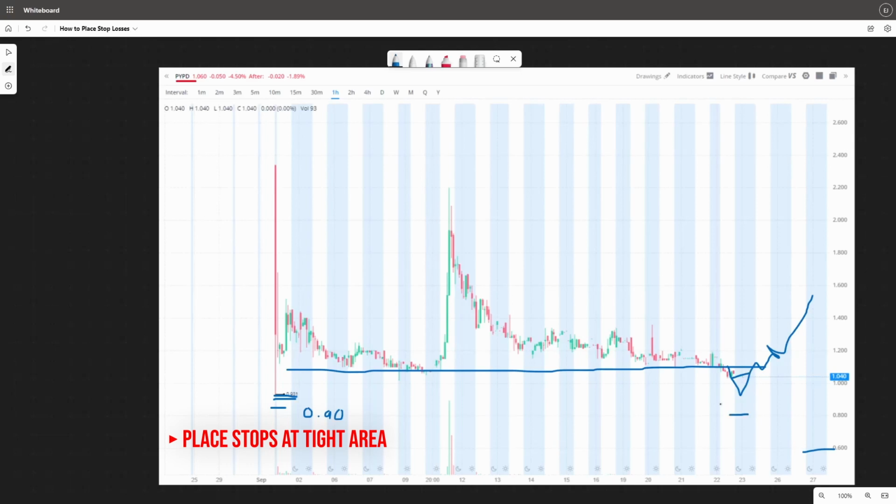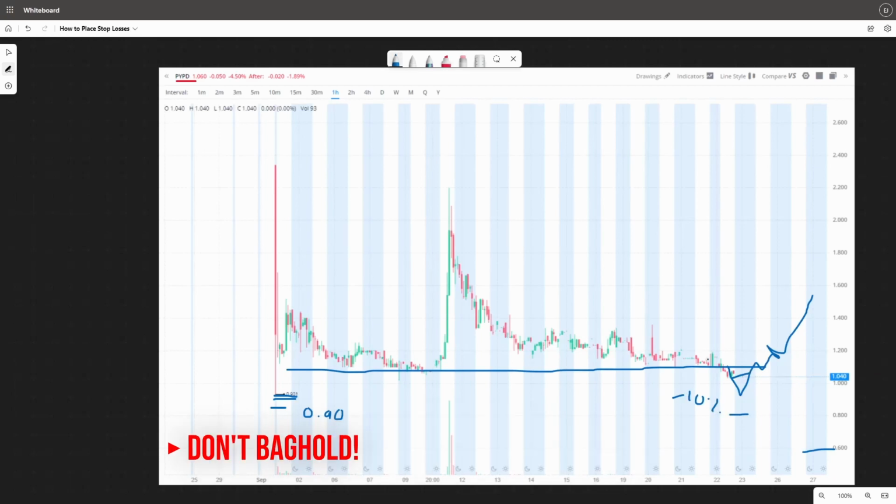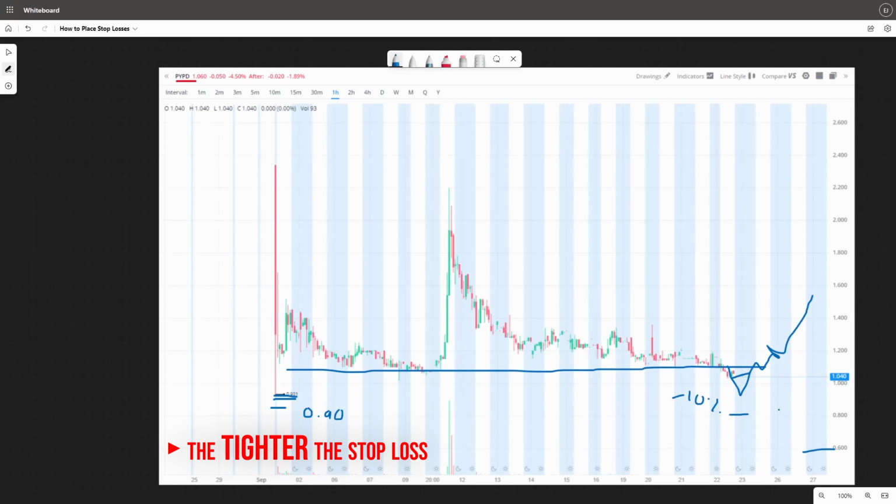$1 to 90 cents is only 10%, and you'll still be keeping 90% of your money if the trade goes wrong. You don't want to be holding all the way down here and lose half your money. Set realistic stop losses and it'll save you from blowing up your account. Just remember, the tighter the stop loss, the lower the risk. Make sure the next time you place a stop loss, you keep these things in mind.